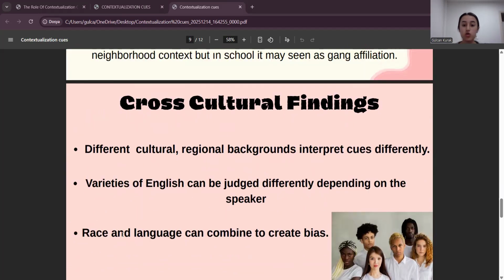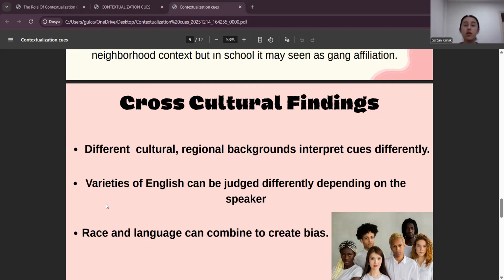So we also have cross-cultural findings. It means different cultural and regional backgrounds interpret cues differently. There can also be some language varieties, like in terms of intonation, pronunciation, or maybe grammar. Like Indian, British, and American people can speak with different intonations or have different pronunciations. And varieties of English can be judged differently depending on the speakers.